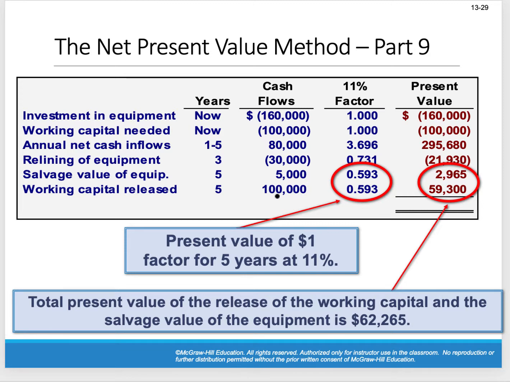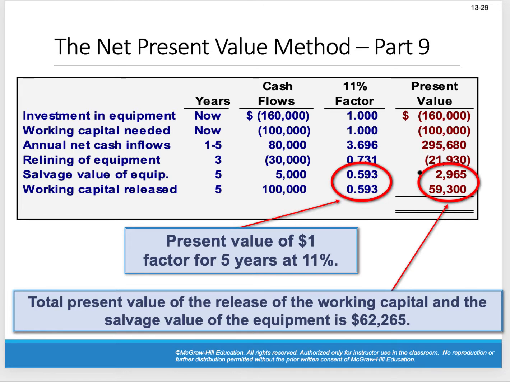Five years from now, basically I'm going to have $100,000 worth in cash. Okay, great. How much is that worth today? $59,300. Okay, so when we add all these up, notice we have negatives and positives. The negatives are just the cash outflow, positives are the cash inflow.